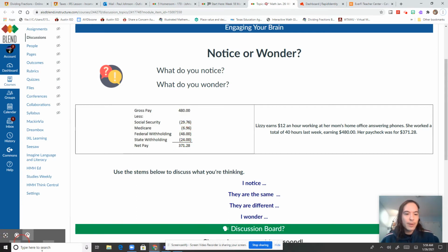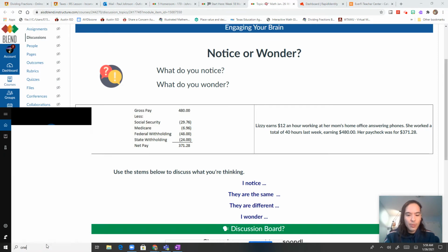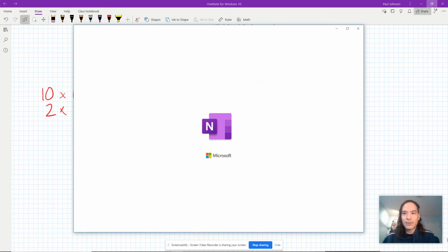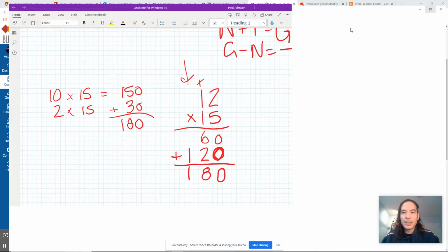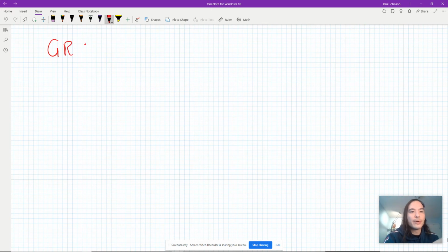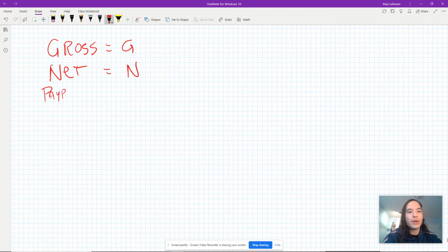All right. So when we're talking about this, the best idea is to stick with basic formulas. All right. So let's say gross income equals G. Net income equals N, and payroll taxes, we'll just call those taxes. So we'll call it T.